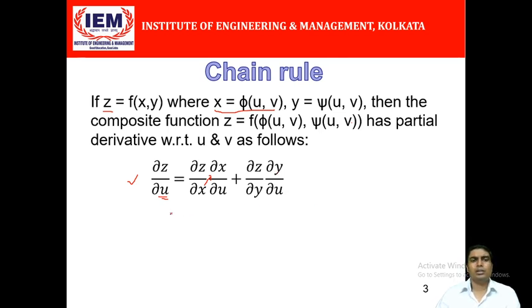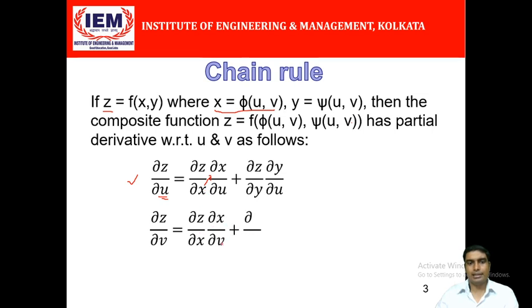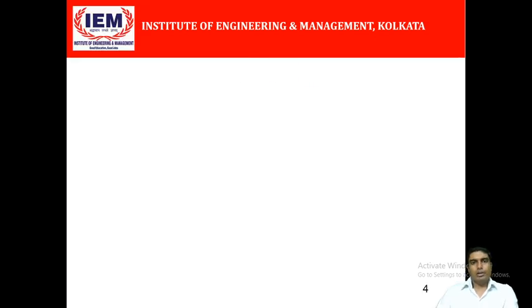Same for the partial derivative of z with respect to v. So here we'll do del z del x and del x del v plus del z del y and del y del v. So we'll use this pattern, and this is also called the chain rule. So that's all about the chain rule.